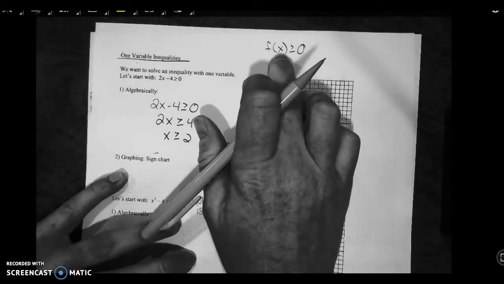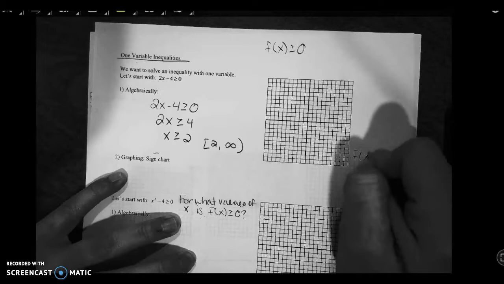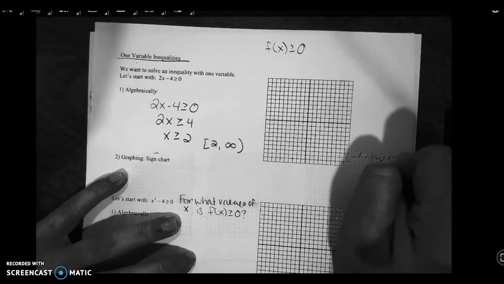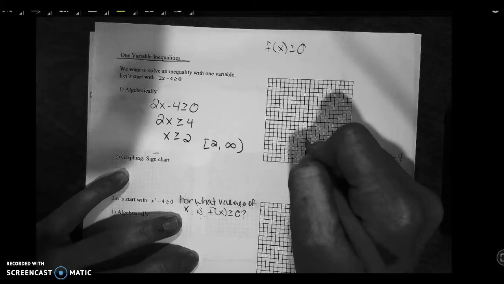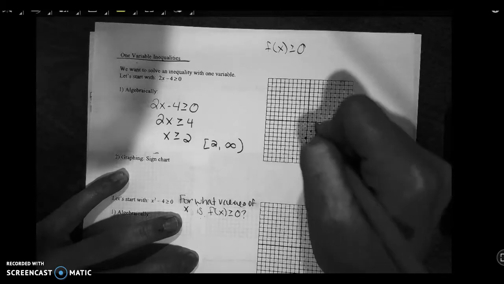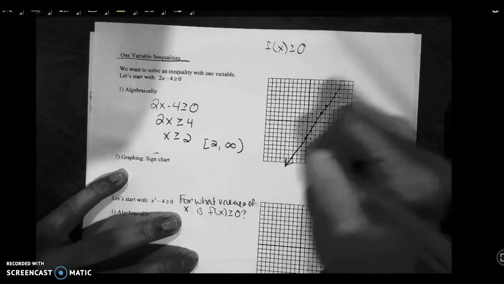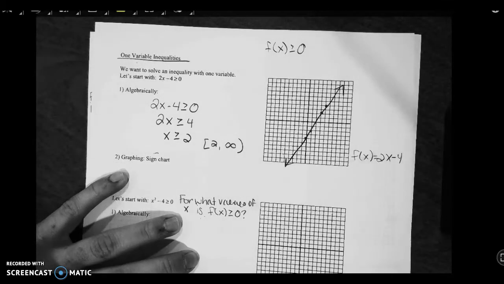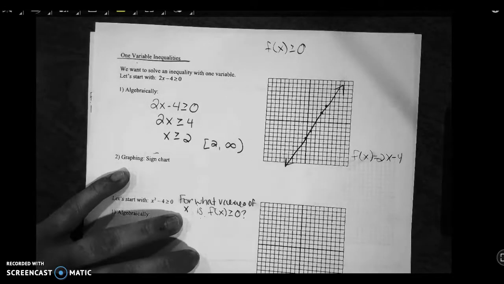So let's think about that. Let's let f of x be 2x minus 4. Well, you know how to graph that. It's a line. So I'm going to graph my y-intercept and graph our rate of change. Here's our line. And I asked you a whole bunch of questions very similar to this on your work that you had for yesterday. Where is the function greater than or equal to 0?